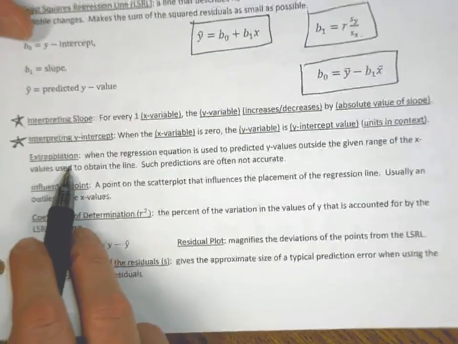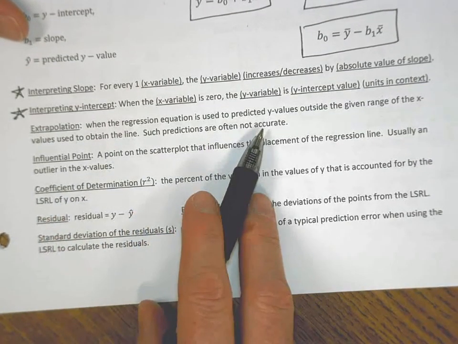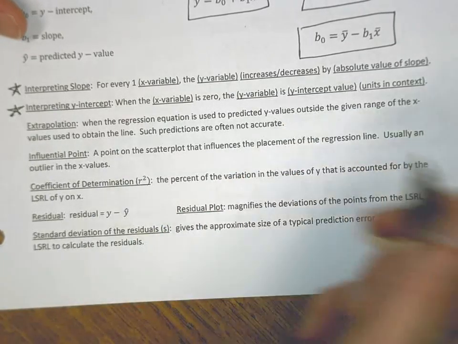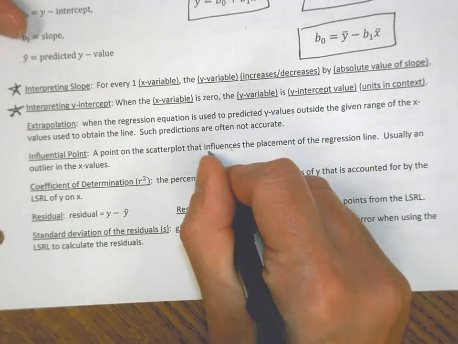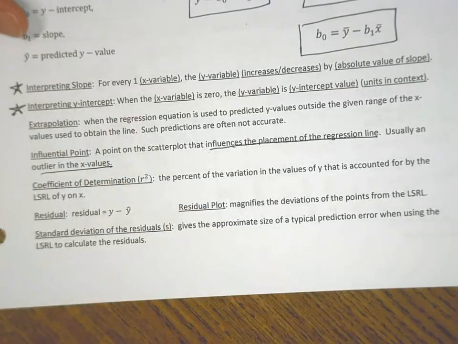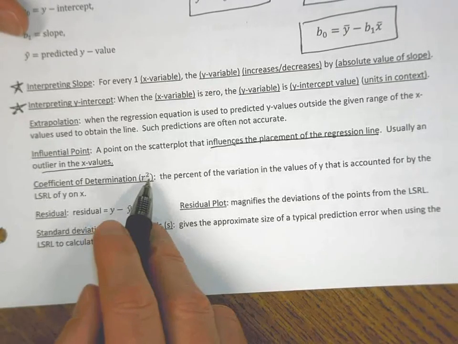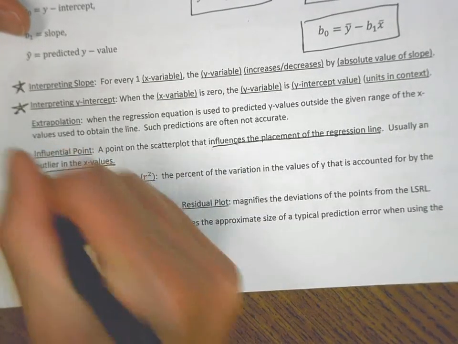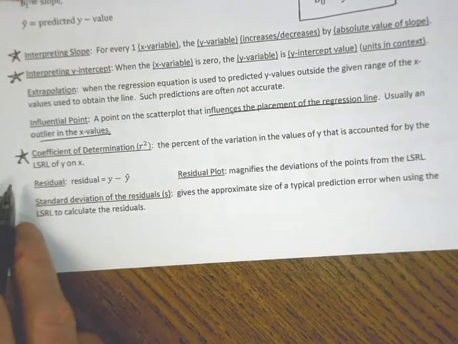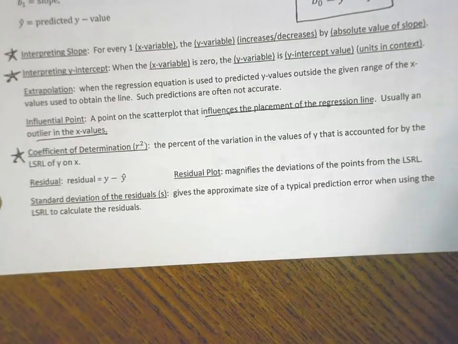Extrapolation doesn't come up very often, but it's basically when you're being asked to make predictions that are outside your X value range. Influential point, we talked a little bit about way back when. It influences the placement of your regression line. It's usually an outlier in your X value direction. Then there's your coefficient of determination, R squared. That could be one that they ask about if they give you computer output. And that is also on that one sheet for the language of statistics. It's on the bottom, I think.